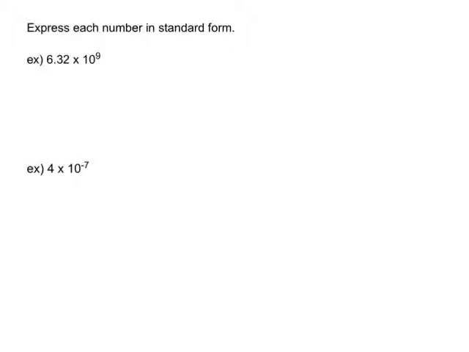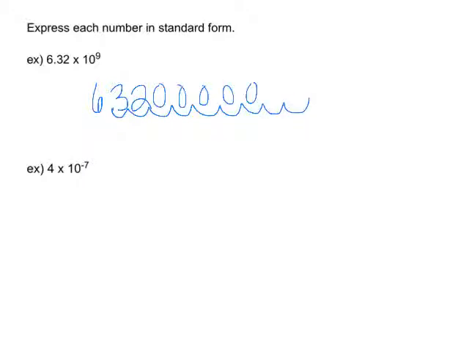So we're going to express each number in standard form, and I see on our first example that I have a positive exponent, so I'm going to move the decimal to the right 9 places. So I'm going to have 6.32, and I'm going to go 1, 2, 3, 4, 5, 6, 7, 8, 9. Fill in all my spaces with zeros. So my answer is 632.